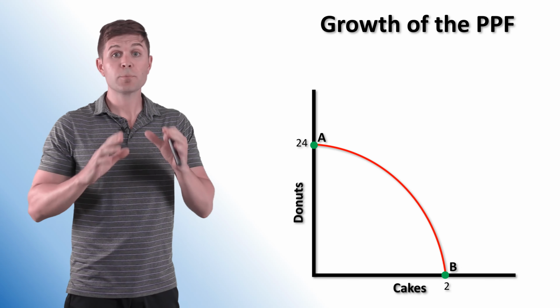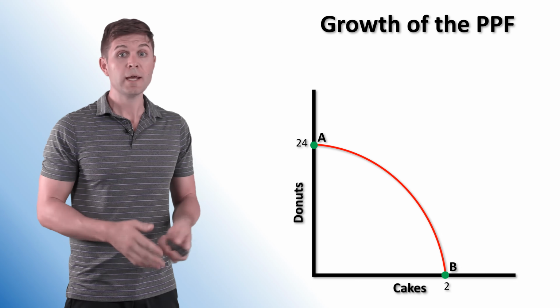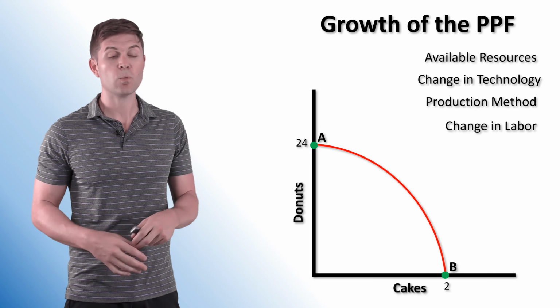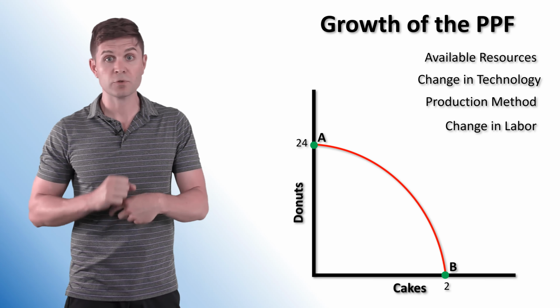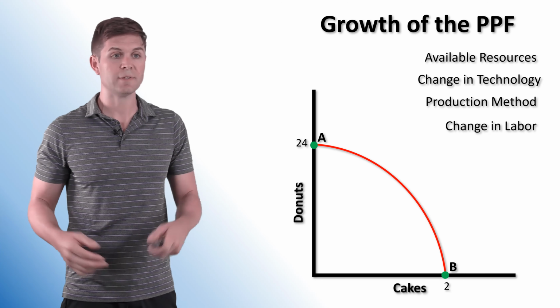Now, in time, production possibility frontiers can expand. They can shift outward. And this is growth in the economy that is occurring. Now, back to our bakery here, donuts and cakes, maybe they got some new machinery. Maybe they got better employees. Maybe they trained their employees. There's a lot of different things that can cause the production possibility frontier to shift outward. Available resources. Maybe they had access to better or different resources. Change in technology. Maybe they can bake different amounts of goods with the tools that they have.